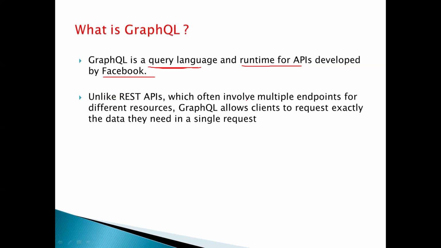With a simple example, I will explain to you guys so that you get a clear picture of why we need GraphQL, and why we need REST API. Now just read this point. Unlike REST APIs, which often involve multiple endpoints for different resources, GraphQL allows the client to request exactly the data they need in a single request. I know for those completely new to GraphQL, this point looks very weird, right? For a simple example, I will explain to you guys.